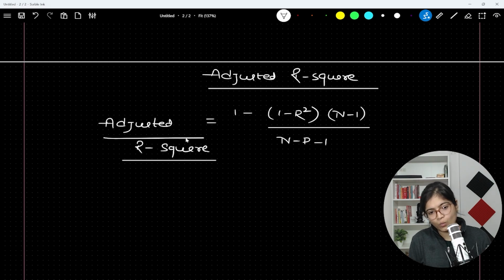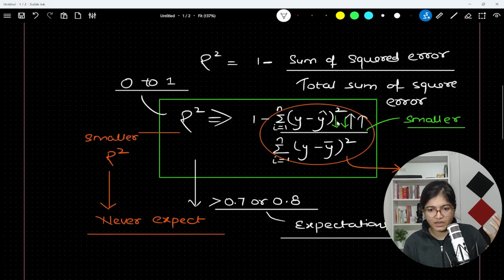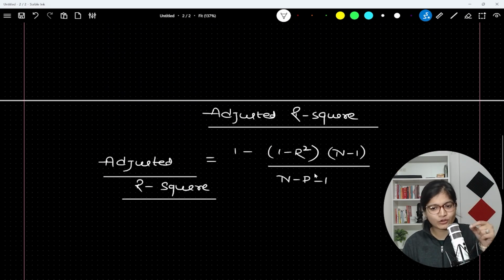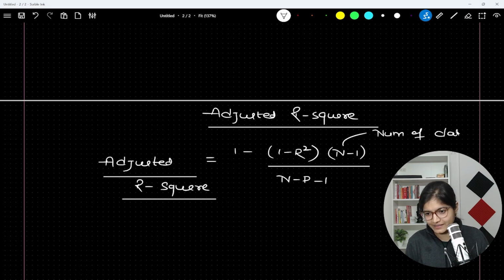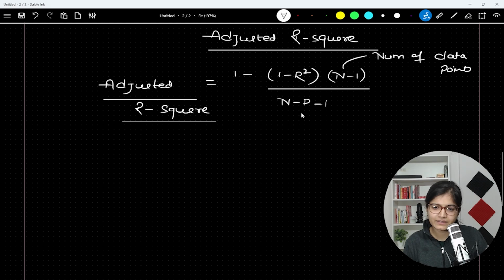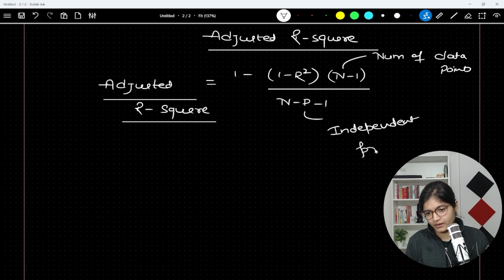Now, what is this all about and what is this n? The r square term, I hope you understand. This is the above formula only, with the help of which we get some number, and that same number we are using here. This n is the number of data points that you have in your complete data set, the number of points that you are using. Then p is the number of independent predictors that you have, the number of features that you have. Predictors or features, whatever you call them.